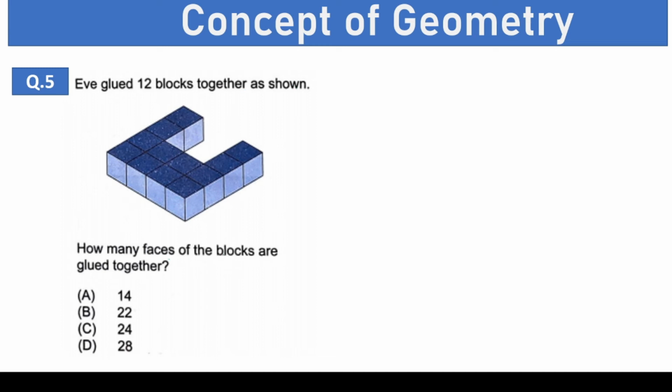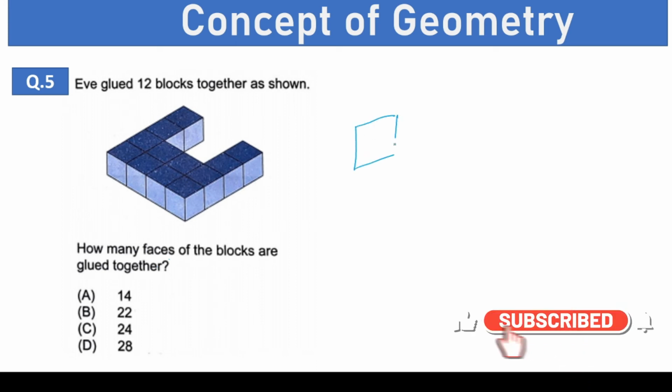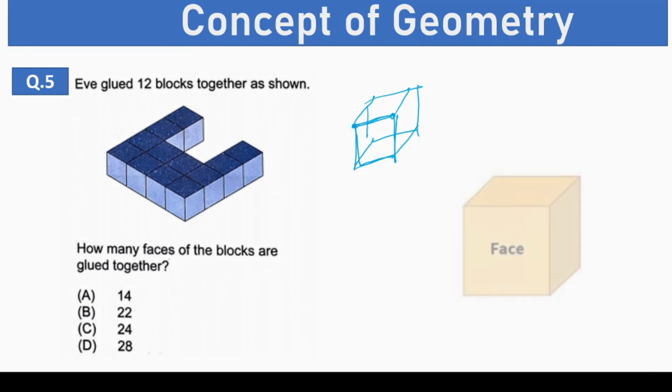How many faces of the blocks are glued together? Remember, the face of a block are these two-dimensional images which are enclosed with the edge and vertex on one side. So, the faces that are glued together here: 1, 2, 3, 4, 5, 6, 7, 8. So, these are 8 and there are more, which is 9, 10, 11, 12, 13 and 14. So, there are 14 faces which are glued together. So, our right answer is option A, 14.